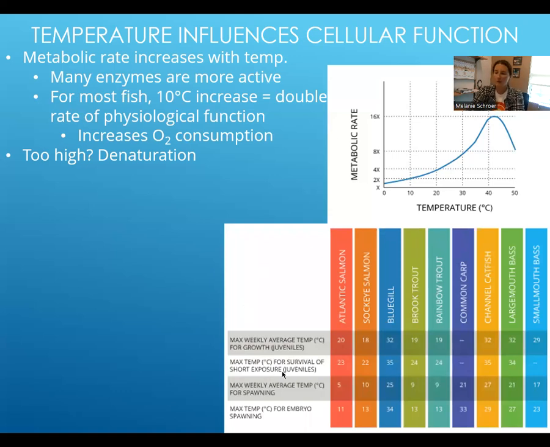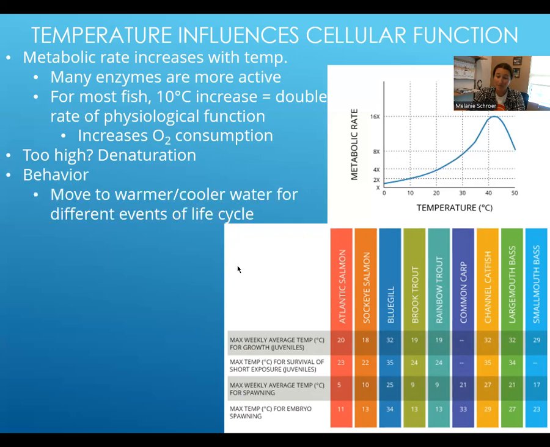And so for some examples, here are several different species of fish. And what we can see is a lot of different temperatures. So maximum weekly temperature for growth, right? Maximum temperature for survival, average temperature, and maximum temperature for spawning. And so what we can see without looking at the actual numbers is that there are maximum temperatures at which these organisms can grow, that they can survive, that they can reproduce. Any higher than these temperatures, their enzymes start to break down.